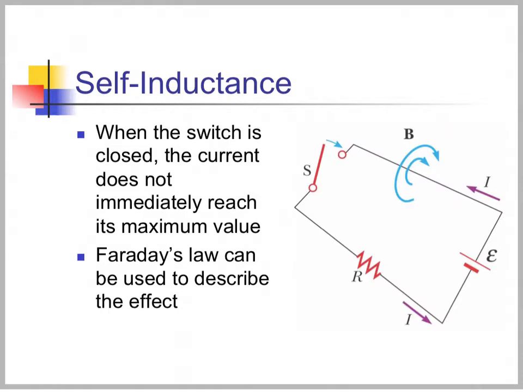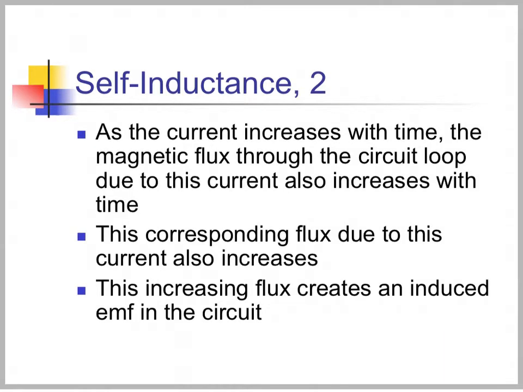Now, if I just have a basic circuit, a battery and a resistor and a switch to turn it on, when the switch is first closed, the current does not immediately reach its maximum value. And we can use Faraday's law to describe why it takes a while to start. As the current increases with time, the magnetic flux through that current loop due to this current also increases with time. This increasing flux then creates an induced EMF in the circuit.